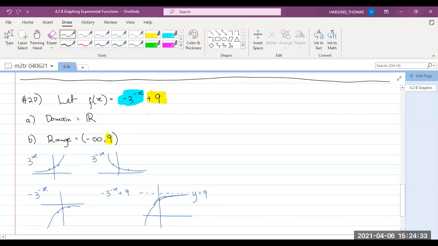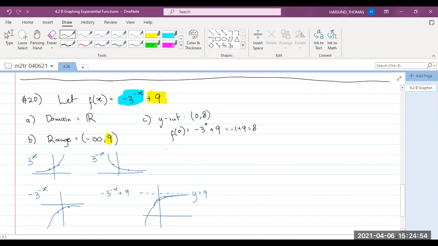Now, how about part C? How about the y-intercept? f(0) equals negative 3 to the power of 0 plus 9. That's negative 1 plus 9, that's 8. So the y-intercept is (0, 8).